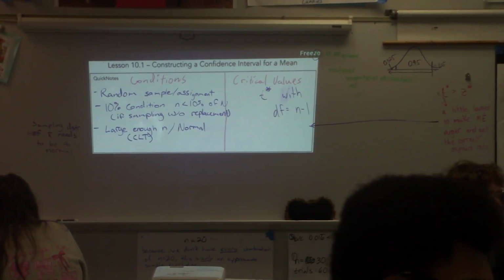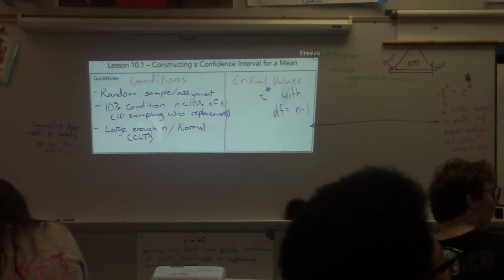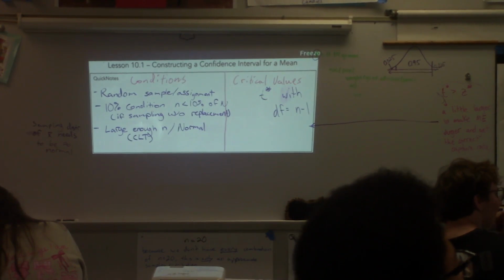To get the correct capture rate. Oh, it's right there. Yeah, to make the margin of error larger and get the correct capture rate.